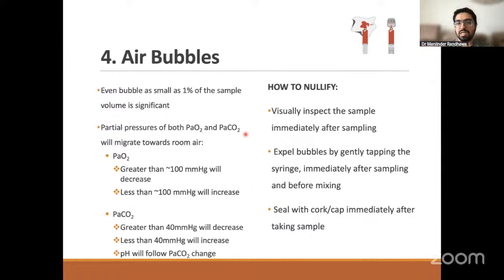So you will have an altered blood gas result, and you may change your therapy according to the wrong blood gases. So every time you take a sample, try to nullify the effect by taking out the air bubbles immediately after you've taken the sample. Expel them by gently tapping. Do not vigorously shake the syringe, otherwise all the air will mix. Just gently tap, bring the bubbles to the top and take them out. And after you've taken out the bubbles, seal it immediately with the cork or cap so that more air does not get in.